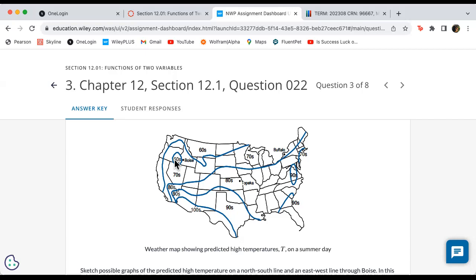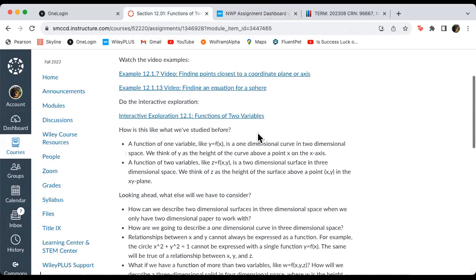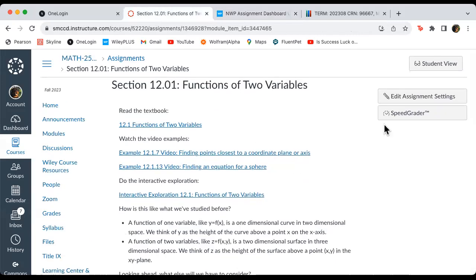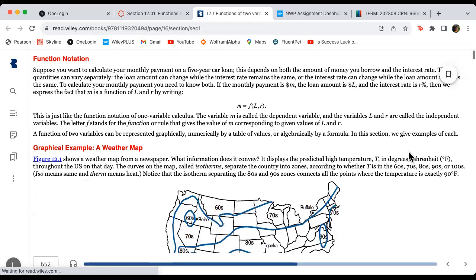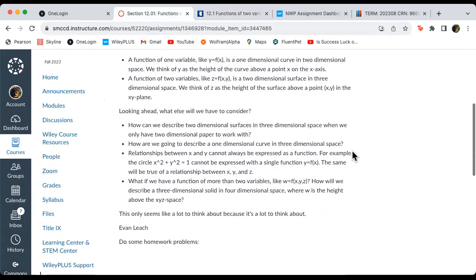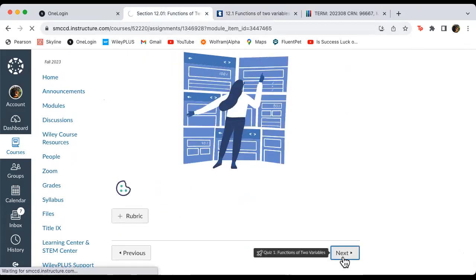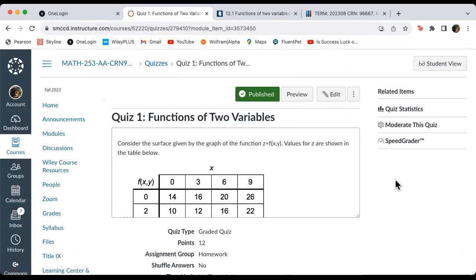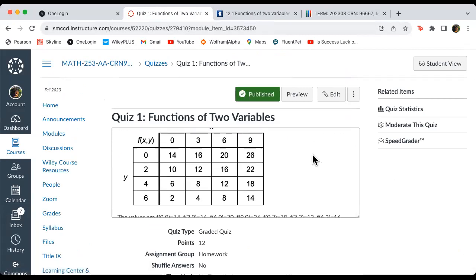Any questions? All right, so your job is to get started on section 12.01, functions of two variables. You can click on your textbook and read the textbook. I could assign homework that says read the textbook, and since it's a math class, math students would be like, oh good, no homework. So you could pretend to have read the textbook. And then there's a quiz where things are very simplified down.